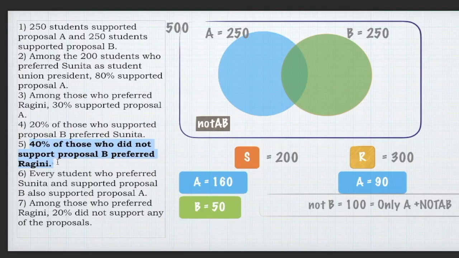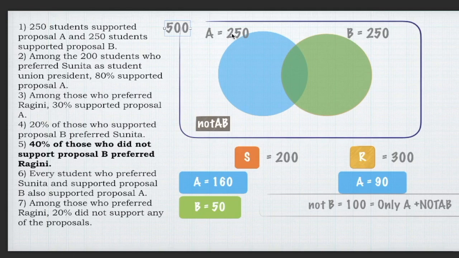40% of those who did not support proposal B. There are a total of 250 people who are supporting the proposal B. That means who do not support proposal B are also equal to 250 because there are a total of 500 people. So 500 minus 250 gives you 250. Once again, on the surface, it might look like, oh, those who do not support B must be supporting A, and therefore this is that 250 that I'm talking about.